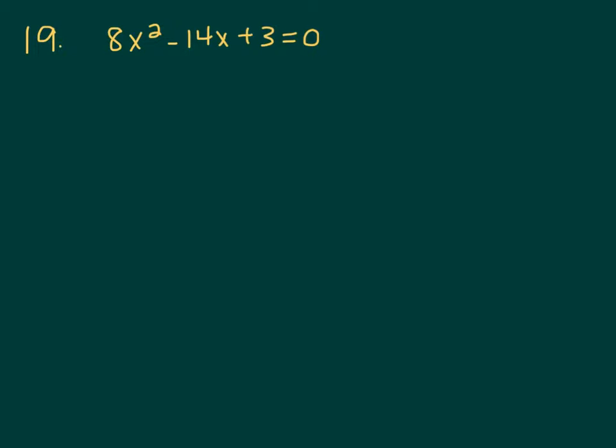Number 19, 8x squared minus 14x plus 3. Again, since a is not 1, if you're guessing and checking, you have to check 8 and 1 and 4 and 2, but factoring by grouping, we can skip that.